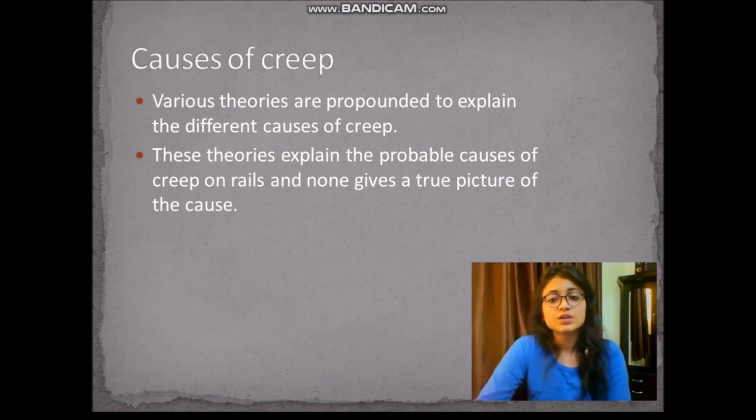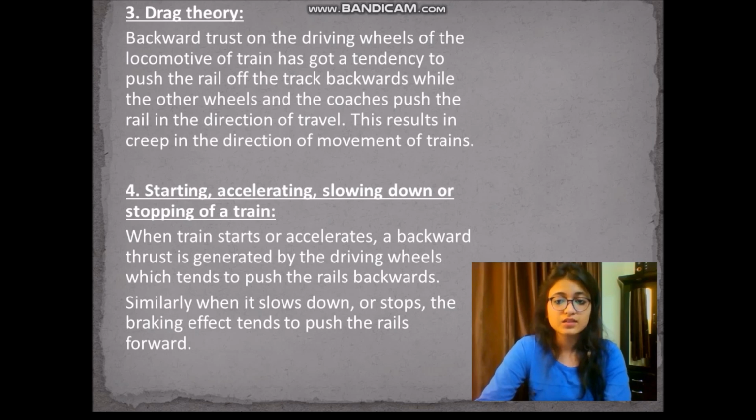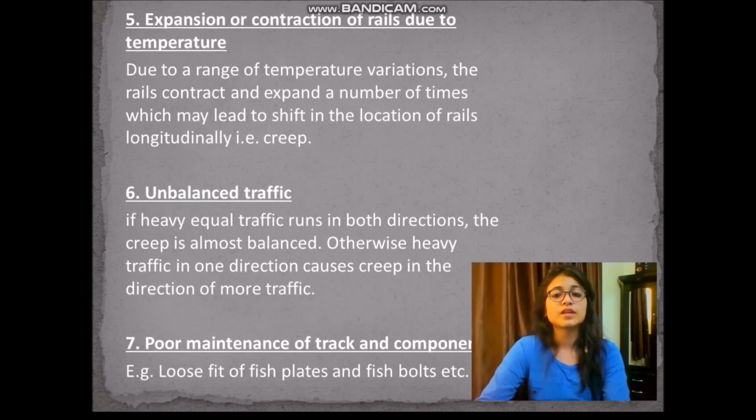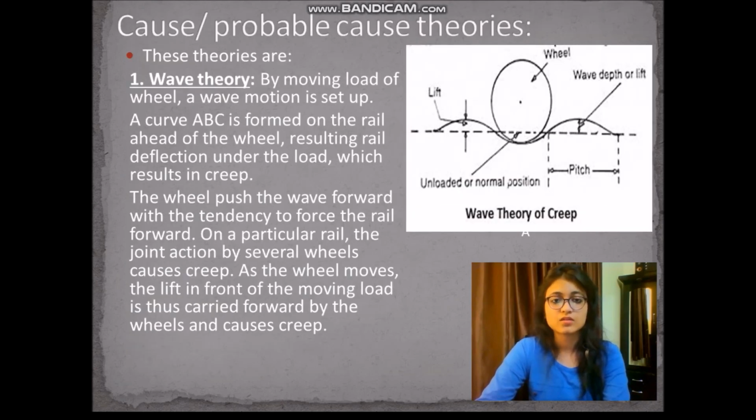Causes of creep. Various theories are propounded to explain the different causes of creep. These theories explain the probable causes of creep on rails, and none gives a true picture of the cause. A number of theories are given to explain why creep might have occurred. One is wave theory, another is percussion theory, drag theory, starting, accelerating, slowing down and stopping of trains, expansion or contraction of rails due to temperature, unbalanced traffic, poor maintenance of track and components, and some minor causes. So these are the causes behind creep.